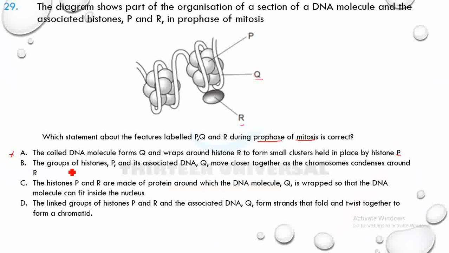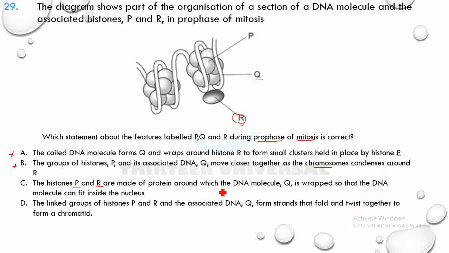Now B says the groups of histones P and its associated DNA Q move close together as the chromosome condenses around R. The chromosome, this is not yet chromosome. What I mean is that this is DNA folding around histone protein, and it's going to form chromatin. So it's not yet, of course, can't use the word chromosome, though it's going to become chromosome. But you see, it doesn't condense around R, and that's another thing you have to note, because R is part of the folding. So B is wrong.